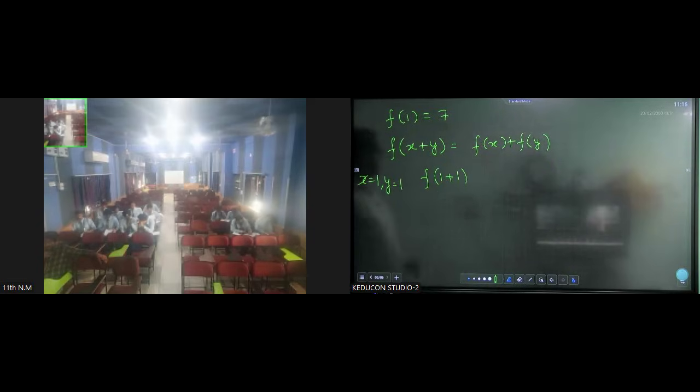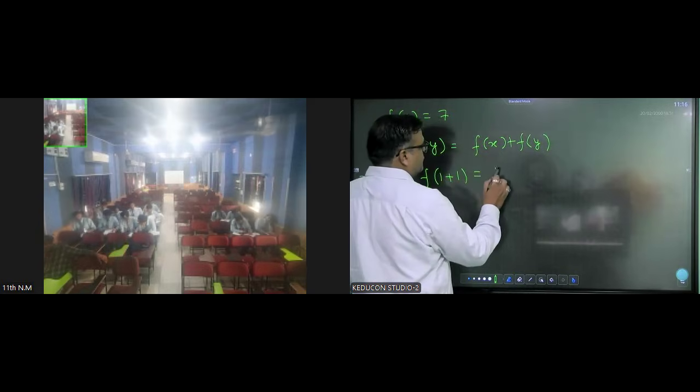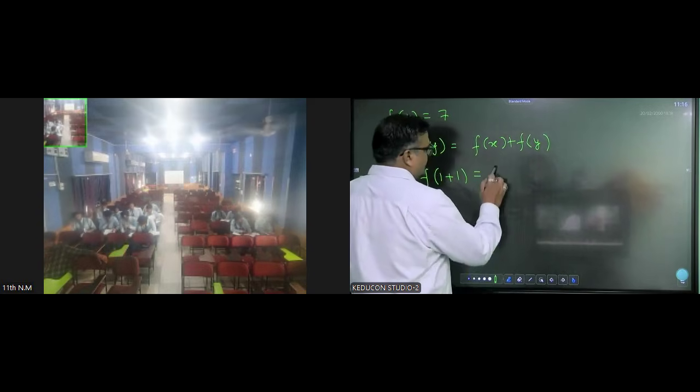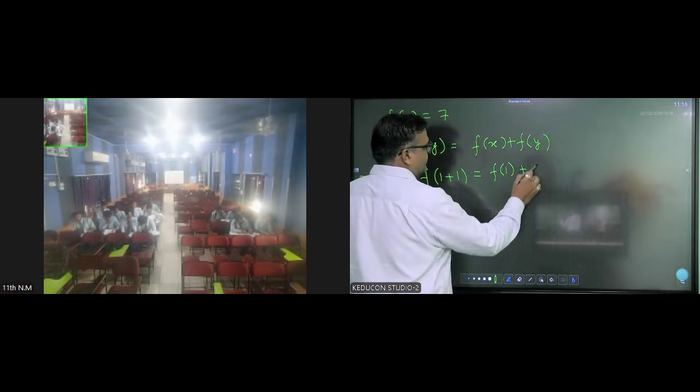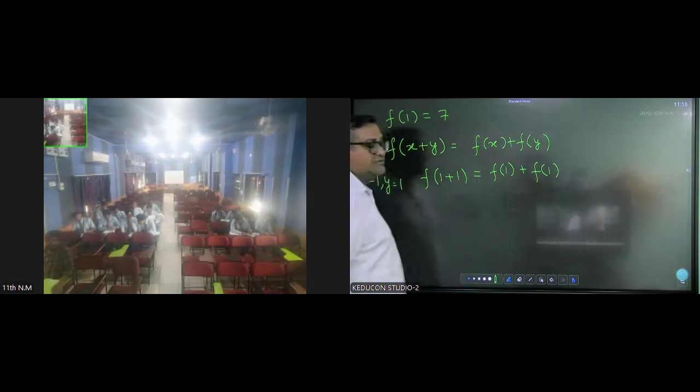1 plus 1, and this will be equal to f1 plus f1. Any doubt बच्चों यहाँ तक?